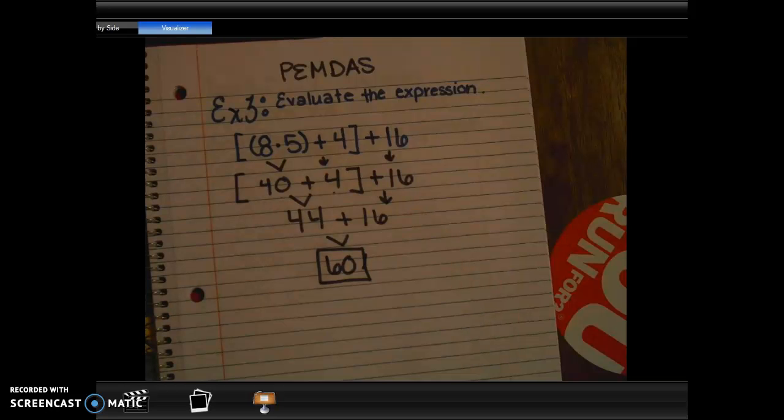Okay, so just practice using PEMDAS, or please excuse my dear Aunt Sally, and of course text me if you have any questions, okay?